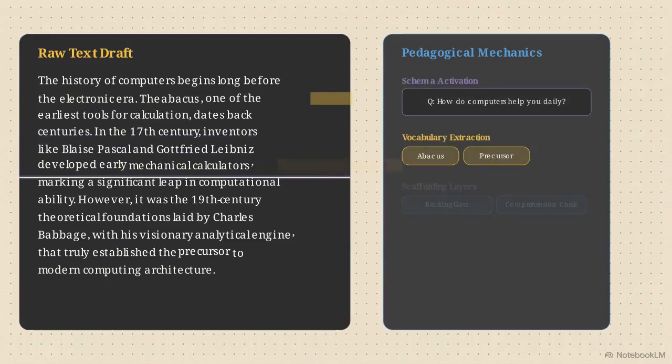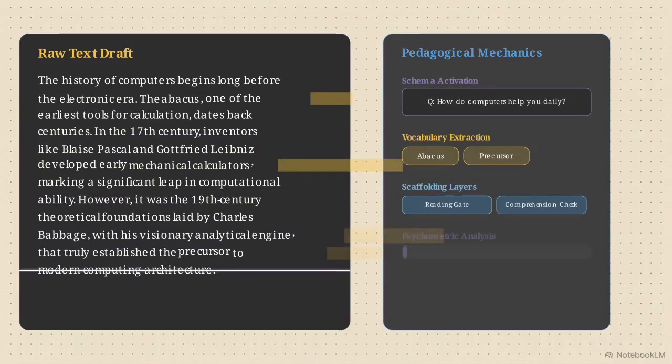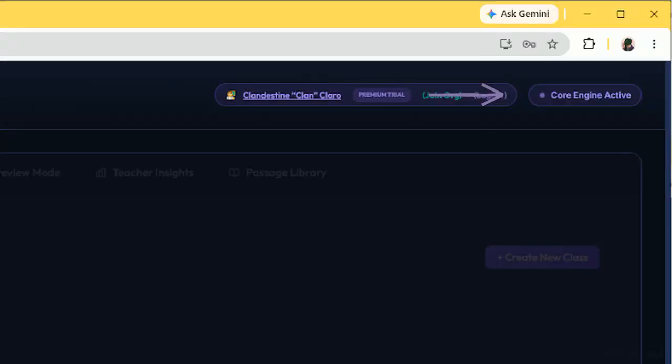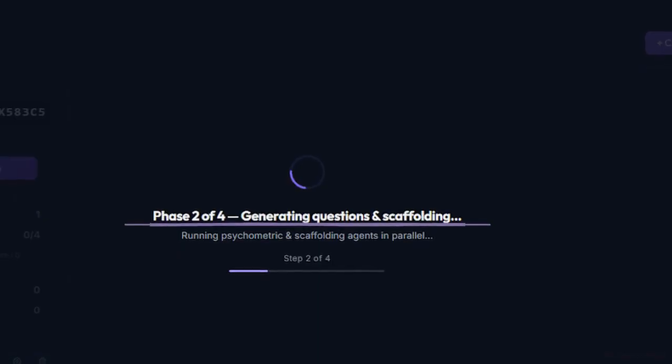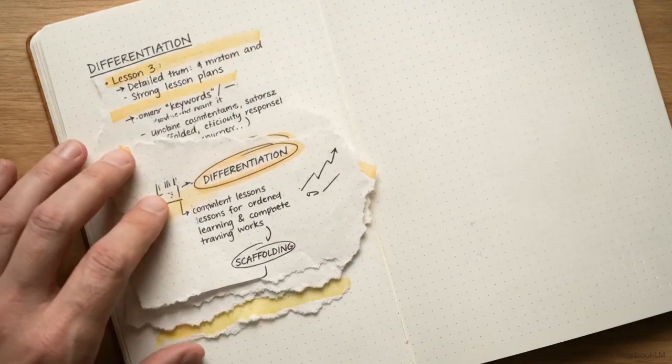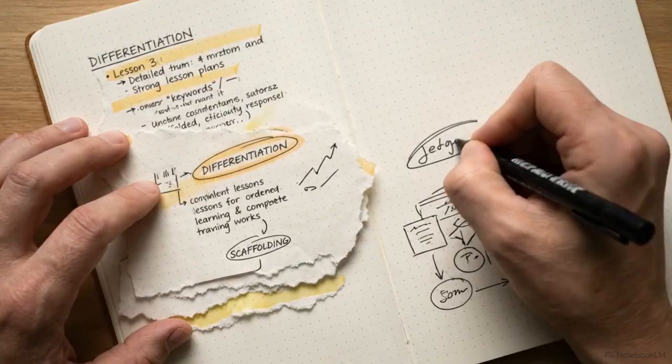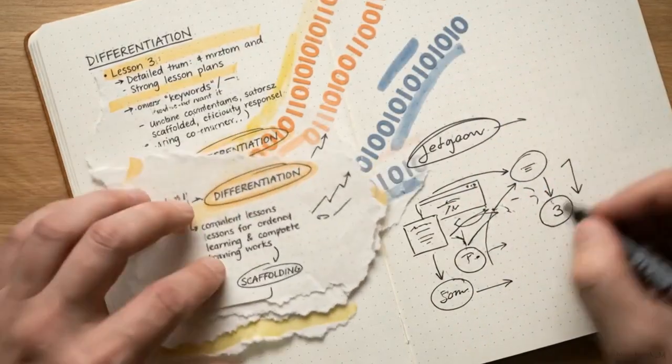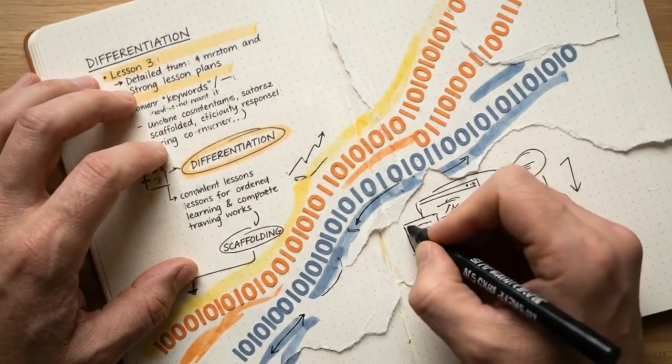The system now moves into a more complex phase, generating the actual pedagogical mechanics. Behind the scenes, the AI structures core cognitive domains. The interface reflects this transition into the first drafting stage. The engine runs psychometric and scaffolding agents in parallel, analyzing the draft to build learning gates. The system is now building out the specific instructional design an expert educator would normally develop by hand.